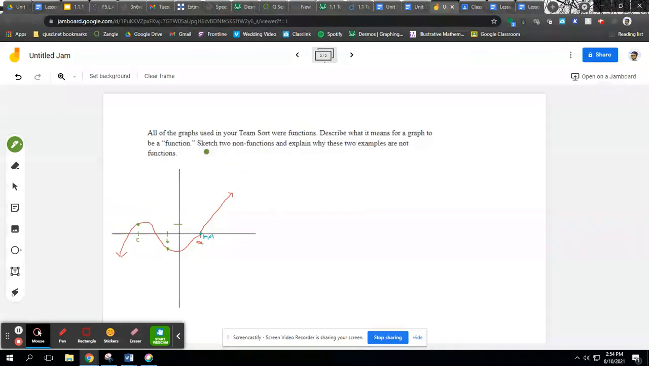So your job is to come up with two non-functions after you explain what it means for a graph to be a function.